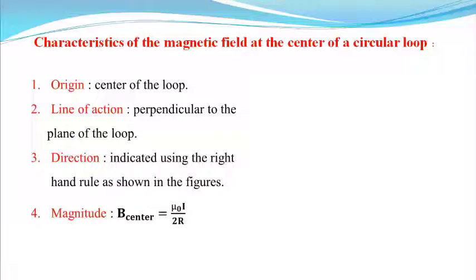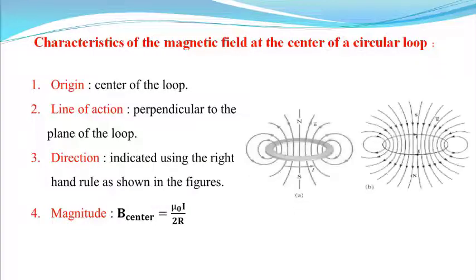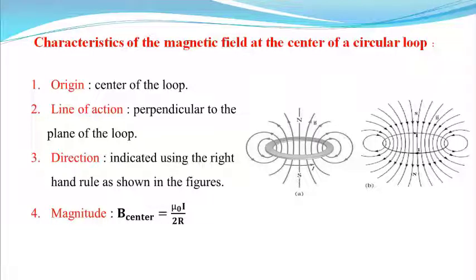We have four characteristics. 1. The origin. It is the center of the loop, as you see in the following drawings. 2. Line of action. It is perpendicular to the plane of the loop. Look here, this is the line of action, and the same in this drawing, it is perpendicular to the plane of the loop. 3. Direction. It is indicated by using the right hand rule. You know it, but I'm going to recall it soon.